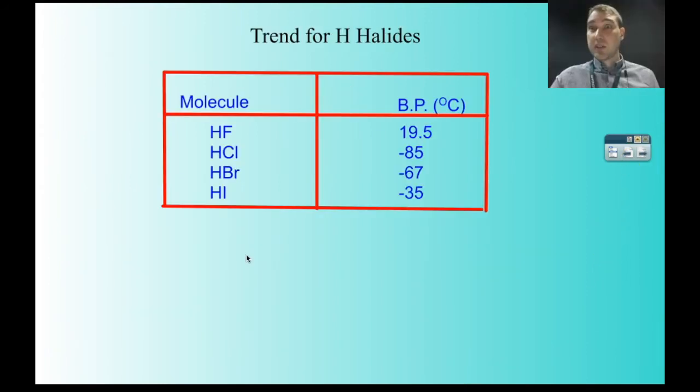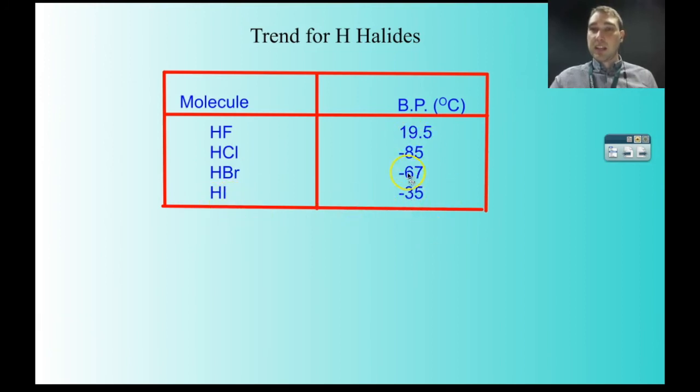So let's have a look at the trend for hydrogen halides. We're going down the periodic table from hydrogen fluoride down to hydrogen iodide. We can see that hydrogen fluoride has got a really high boiling point, so it's close to being a liquid at room temperature. If we look at hydrogen chloride, we can see it's very low, and then hydrogen bromide is higher, and then hydrogen iodide is higher. Now, if it was just down to electronegativity, we would expect hydrogen chloride to be higher than hydrogen iodide. The reason for that is the chloride part here is more electronegative than the iodide part is. But that's not the trend we see.